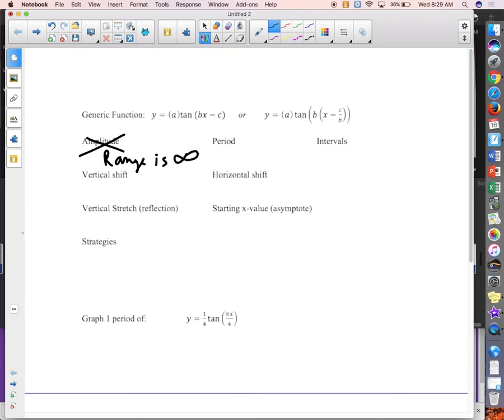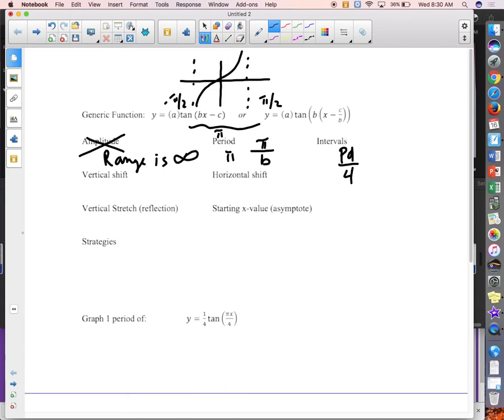A period of tangent, and I'll draw one period for you up here, we saw in the last video went from negative pi over 2 to pi over 2. And the length between negative pi over 2 and pi over 2 is going to be pi units. If we want to get the length with an equation, that means we're going to do pi, our period, divided by b. So it's going to be a little bit different than sine and cosine. For our intervals, we'll do a period just like we did before, and we'll divide it by 4.